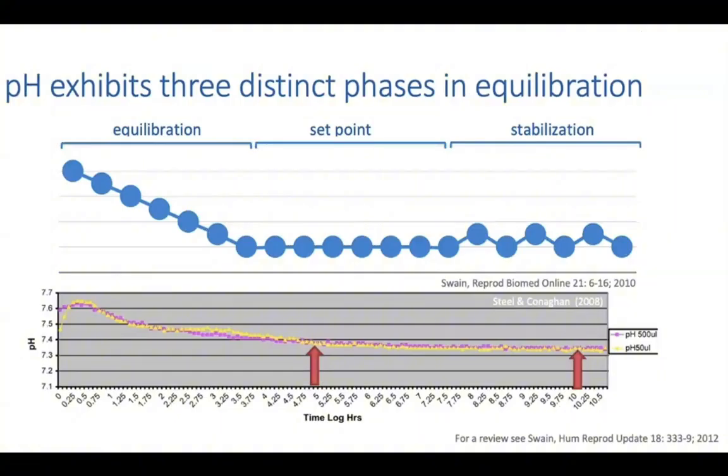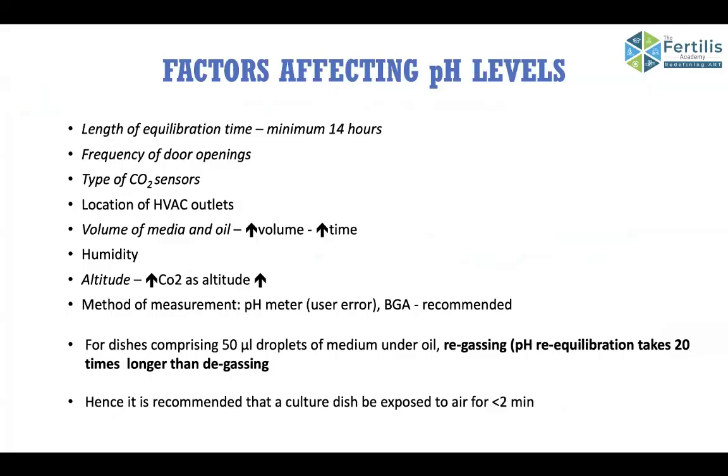If you look at the pH stabilization graph, it is said that the pH passes through the phase of equilibration, set point, and stabilization, and takes around 11 to 12 hours for the pH to stabilize in a media drop. If it is a drop, it stabilizes faster. If it is a well of media, around 500 microliters, it will take longer to stabilize compared to a 50 microliter drop. So the length of equilibration time is very important. Minimum 12 to 14 hours have to be given for pH to stabilize.